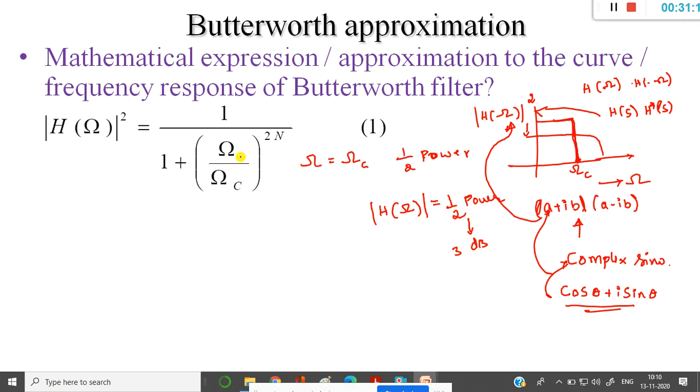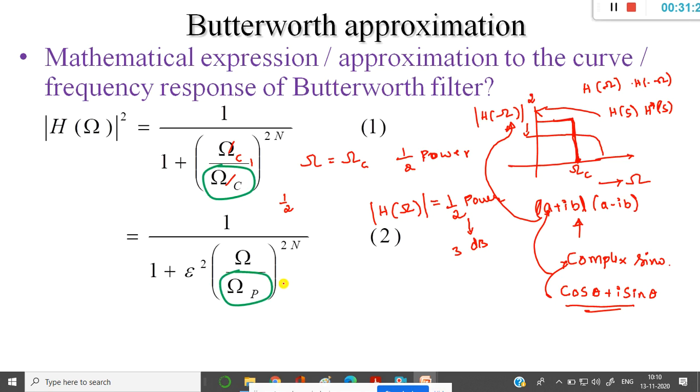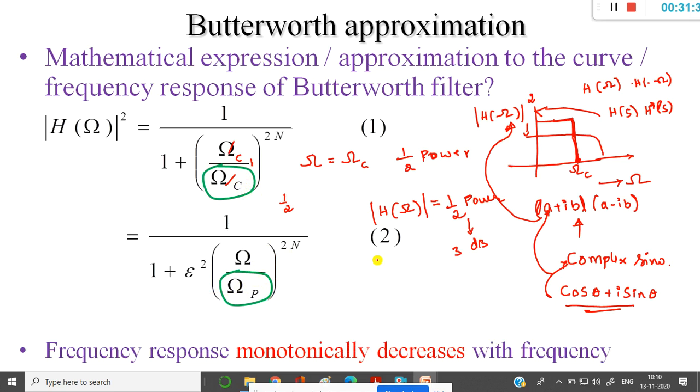If you put omega equal to omega c, this and this cancel and this is 1 plus 1, so h of omega equals 1 by 2. So that's how these equations are formed here. This is for the cutoff frequency, this is for the stop band, and this is for the pass band frequencies.